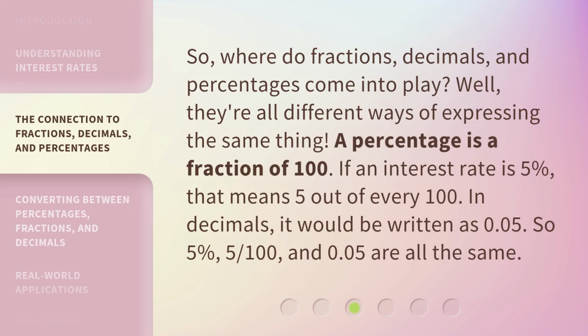So, where do fractions, decimals, and percentages come into play? Well, they're all different ways of expressing the same thing. A percentage is a fraction of 100. If an interest rate is 5%, that means 5 out of every 100. In decimals, it would be written as 0.05. So 5%, 5/100ths, and 0.05 are all the same.